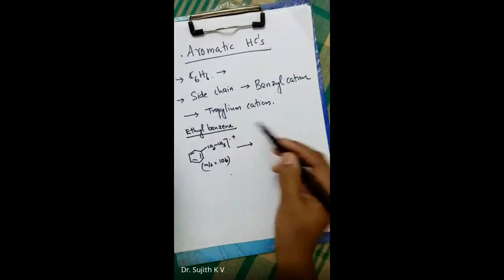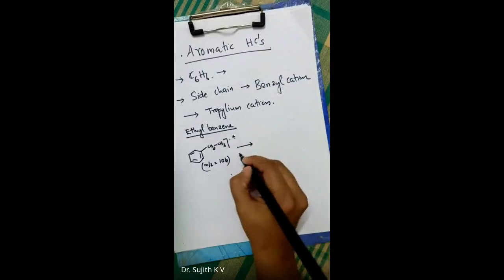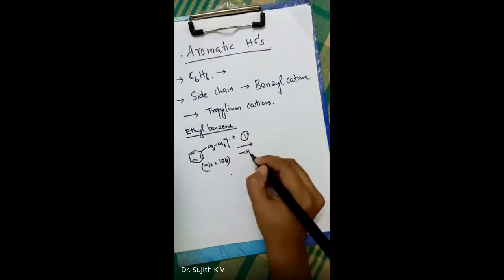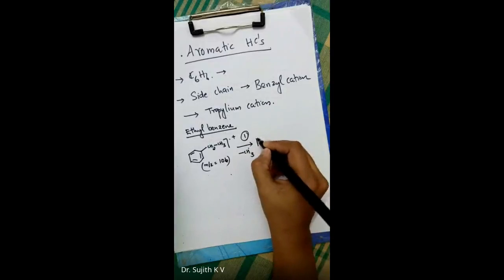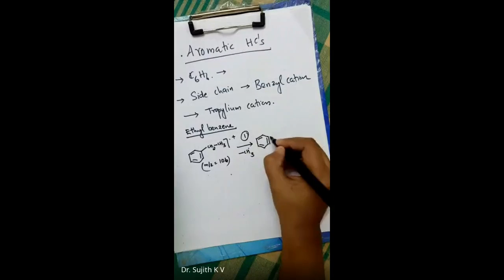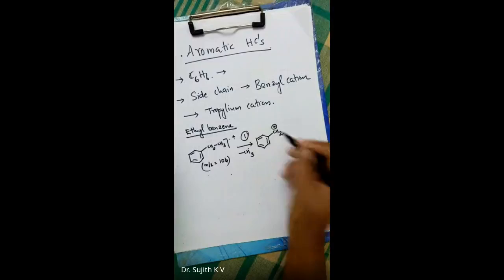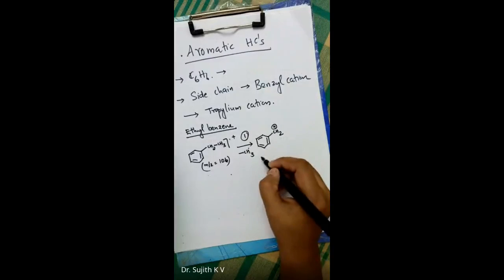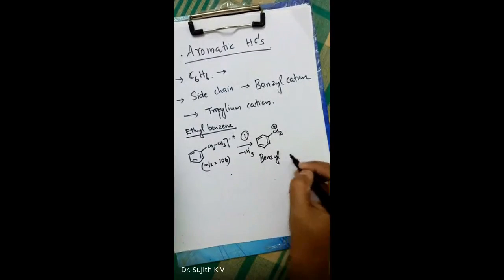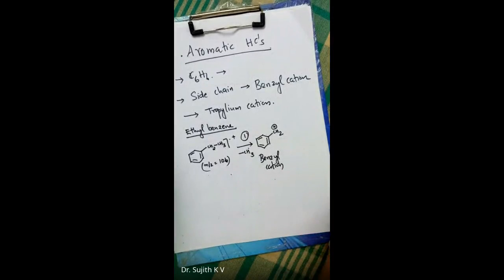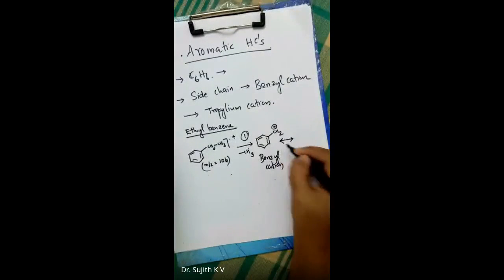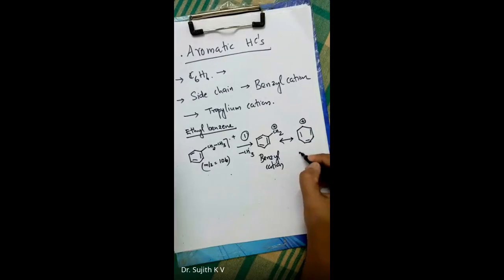So the side chain is eliminated. The first mode of fragmentation is that a methyl radical is lost, and the remaining part is a benzyl carbocation. You can see here, this is the benzyl cation, and this benzyl cation rearranges to the tropylium cation. So the m/z value of these two will be the same, that is m/z is equal to 91.